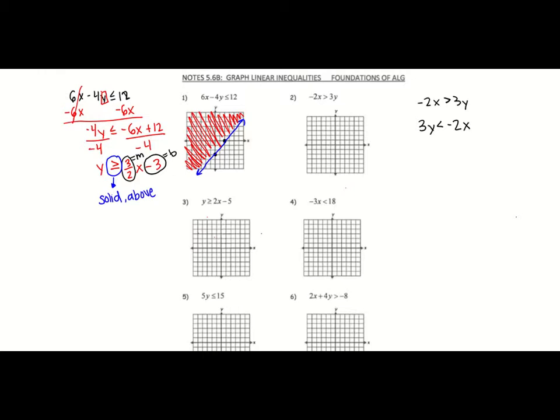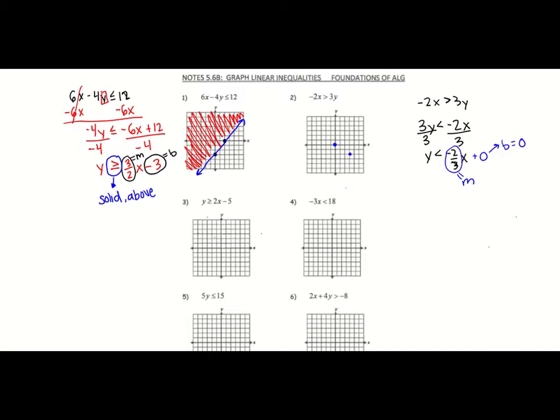Then the next thing I'm going to do is get y by itself. If I have 3 times y, that means I'm going to divide by 3. When I do that, I get y is less than negative 2/3 x. Okay, now I have it in slope-intercept form. I have nothing over here. It is plus 0, so that means my b equals 0. And my m is negative 2 over 3. So I'm going to start by plotting my 2 points. 0 is right in the center, and then I'm going to go down 2 over 3.